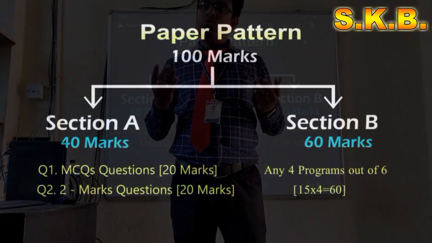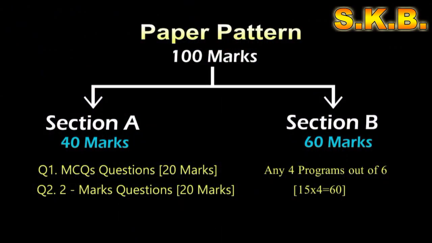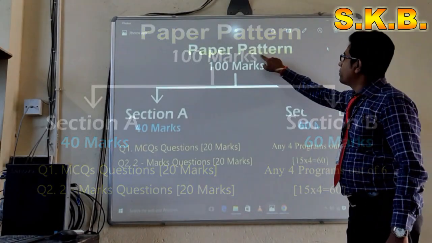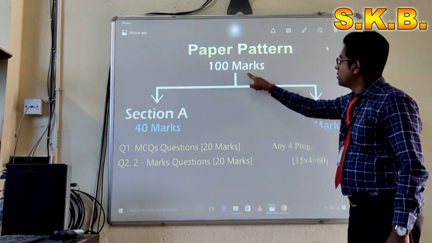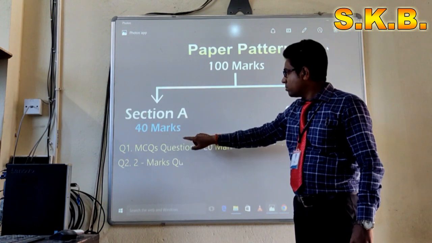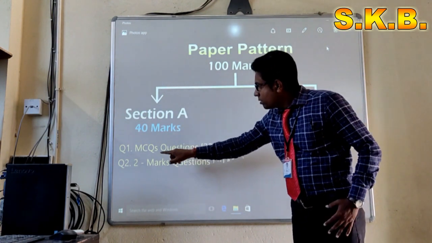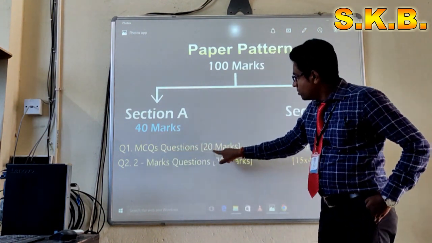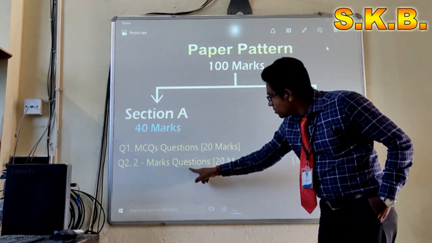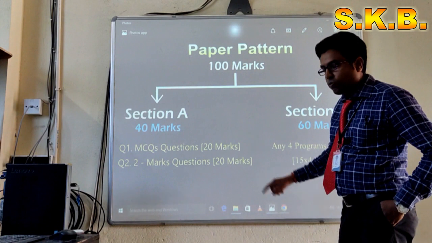Look at this paper pattern: 100 marks, and the paper is divided into two main sections, Section A and Section B. Section A contains 40 marks and Section B 60 marks. Section A, question number 1, is MCQs. Question number 2 has 10 questions of 2 marks each, 20 marks in total.